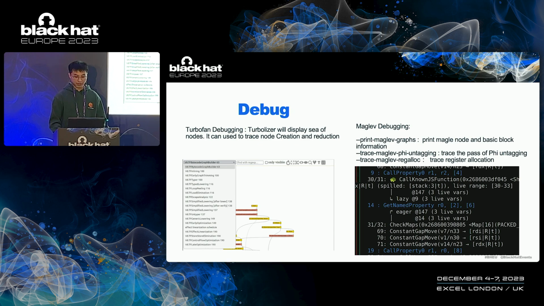The debugger is very helpful in bug analysis. Turbofan's Turbolizer converts the optimized node into a graphical interface, so we can debug it by tracking the change in the nodes at each stage. Maglev also implements a tracking system which outputs nodes and basic blocks to the terminal. Each node contains its liveness range and register allocation information. You can also track the representation selecting of input and output during untagging.